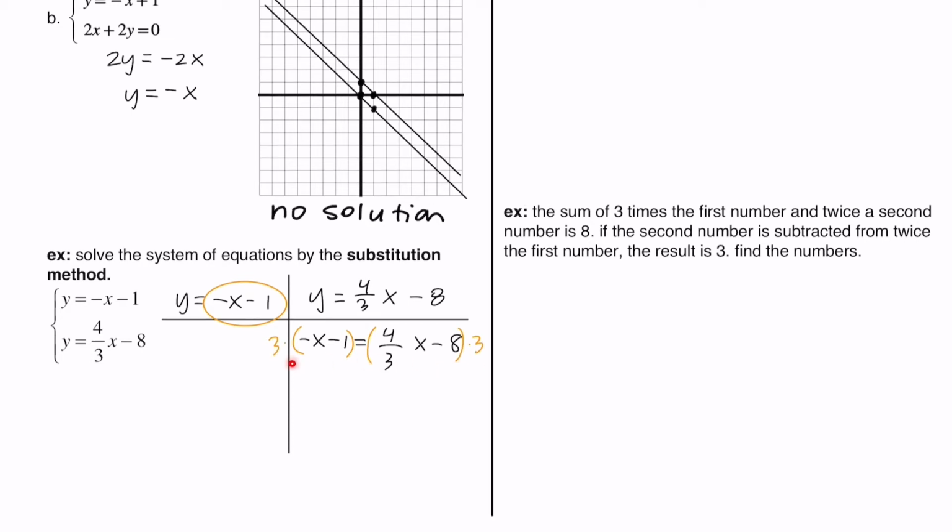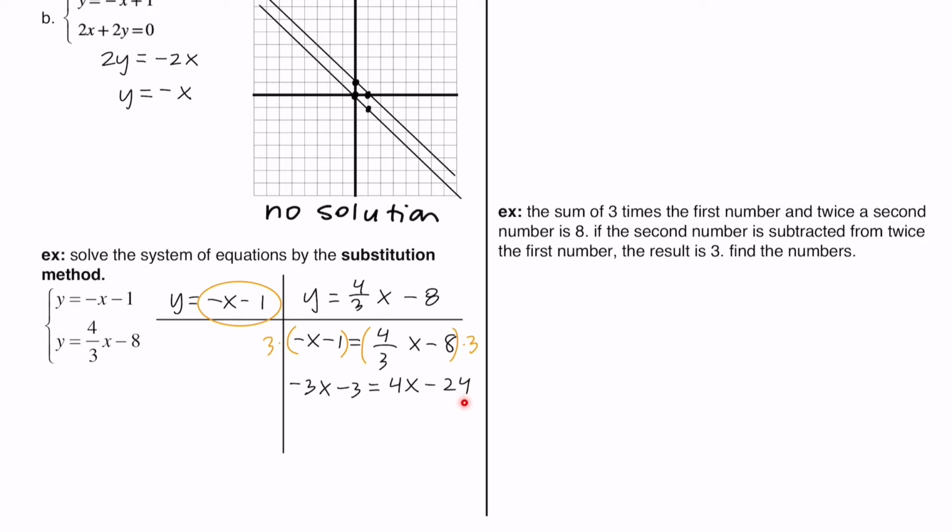To do so, on the left, we're going to distribute the 3, and then we're going to do the same on the right. When we distribute the 3 on the right, these 3's are going to cancel, but then you also distribute the 3 to the -8. So I distributed the 3 on the left, and then now when we distribute the 3 to both of these terms, you end up getting 4x and then -24. And at this point, I'm going to subtract this 4x over and then add the 3.